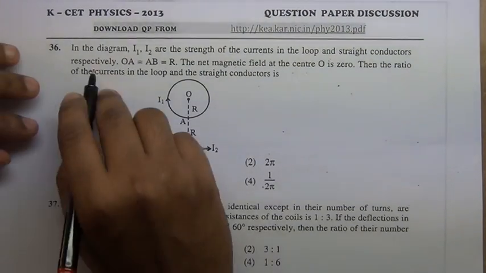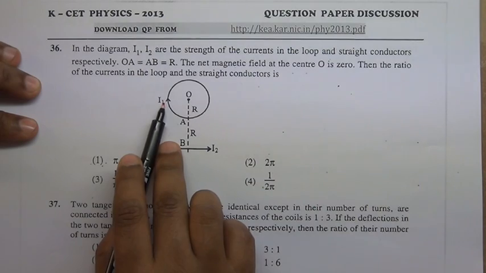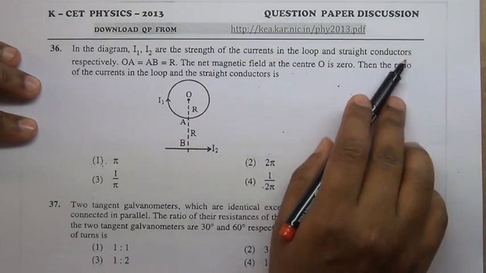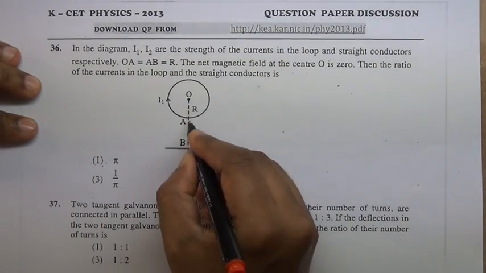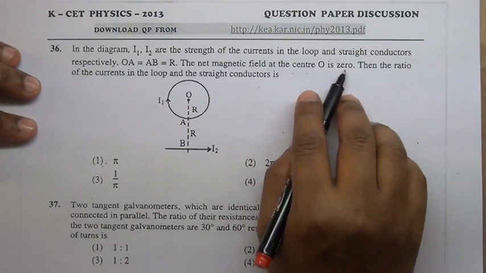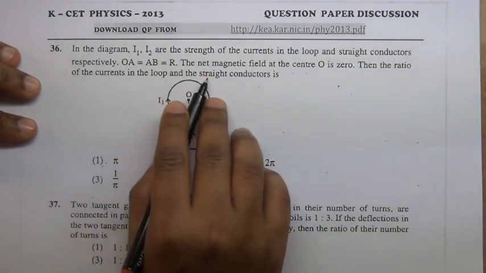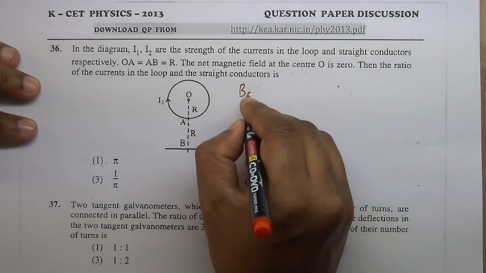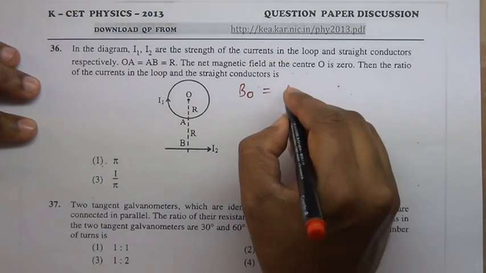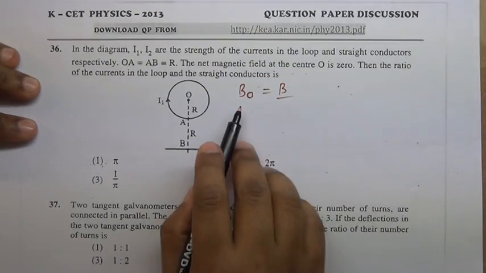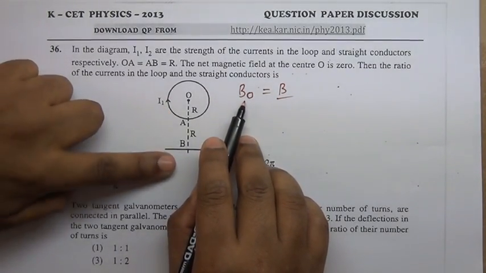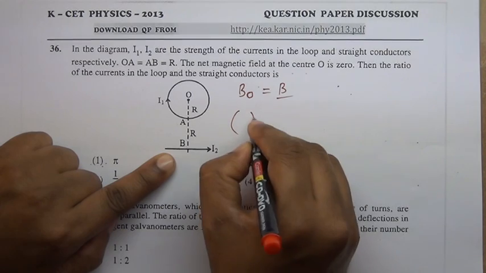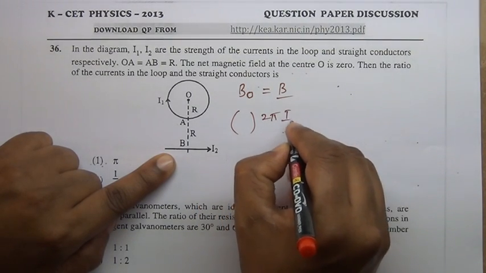36th. In the diagram, there is a circular coil carrying current I1, straight conductors with I2, strengths of straight conductors respectively OA, OB, R. Net magnetic field at the center is 0. Ratio of currents in loop to straight conductor. Okay. So magnetic field produced by circular coil at the center is equal to magnetic field produced by straight conductor. So field produced by circular coil should be equal and opposite to field produced by straight conductor. Now magnetic field produced by circular coil is mu naught 2 pi Ni by R.